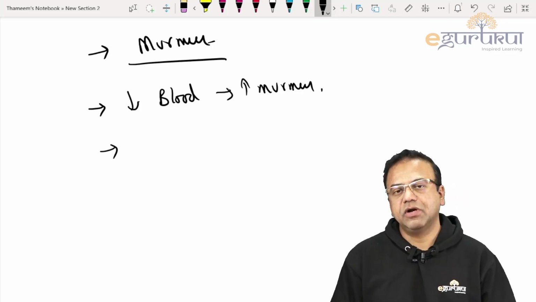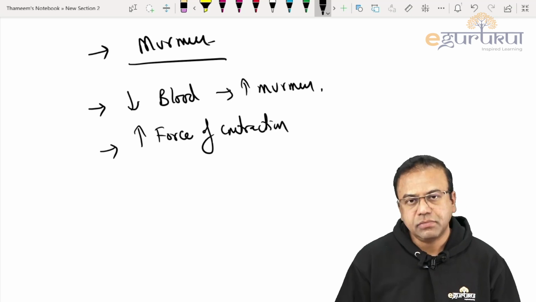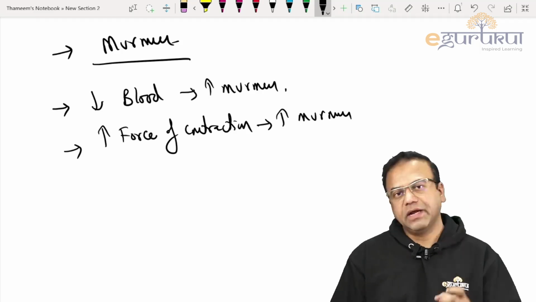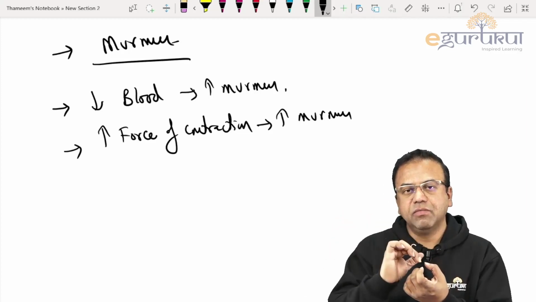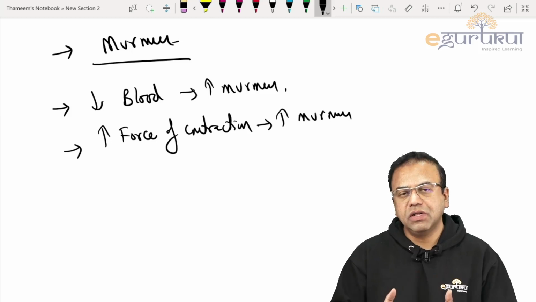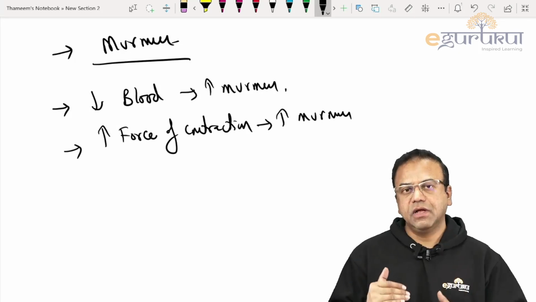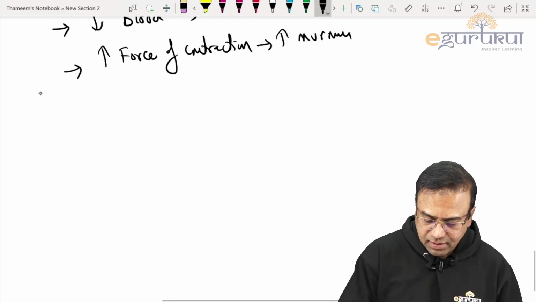Second important concept, and this is not unique, it happens everywhere: the higher the force of contraction, the louder the murmur. Obviously, the more the force of contraction, the more the pressure gradient that is generated, and the more the gradient, the more velocity the blood will move with, creating higher turbulence and a louder murmur. That is nothing special for HOCM, that happens in almost all conditions. But what's unique is low blood creating a loud murmur, that is special for HOCM. Let's see why that is occurring.